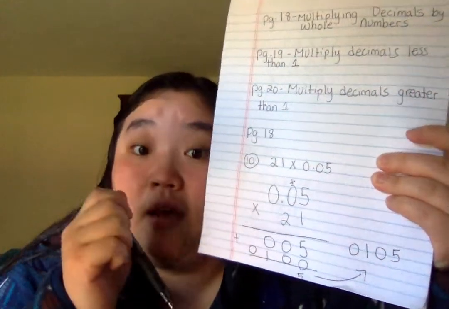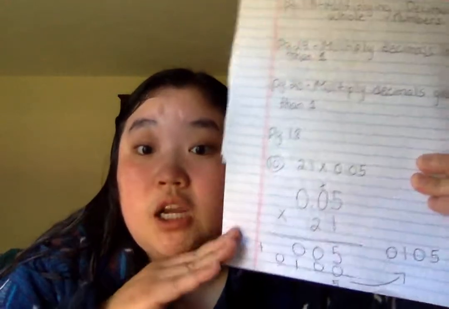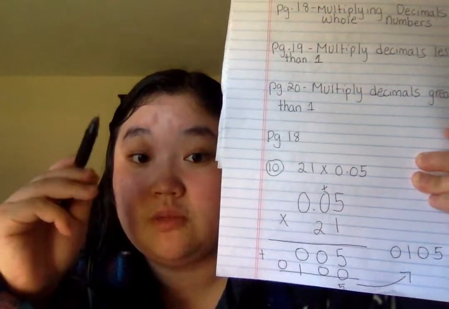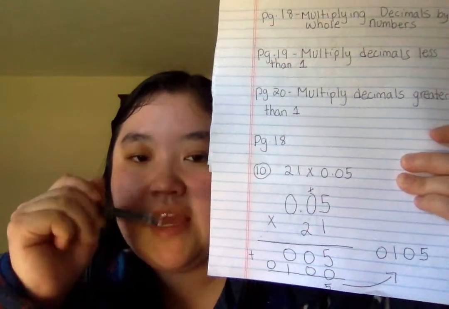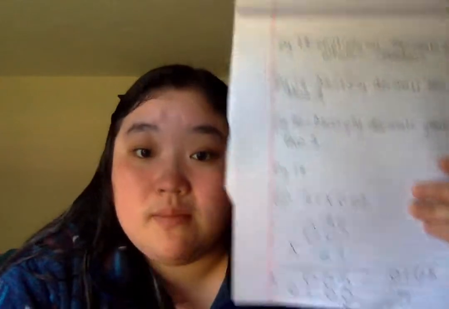So now we have to figure out where we're going to put the decimal. And this is really simple. It's not going to be like adding or subtracting decimals where you can just bring it down. What we're going to do is count the number of hops it takes to get to the decimal. And what I mean by this is this.